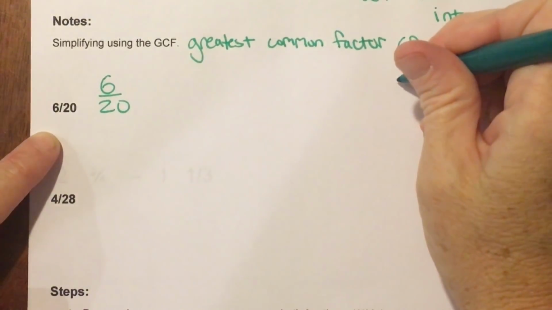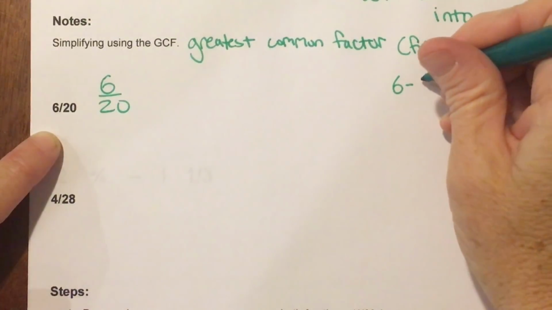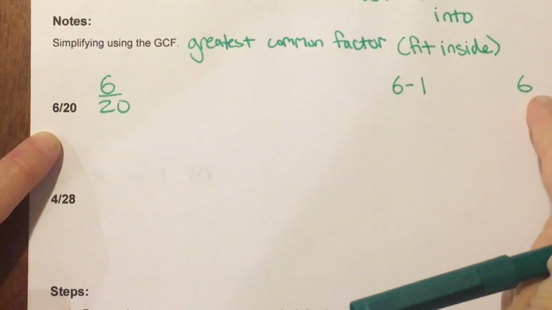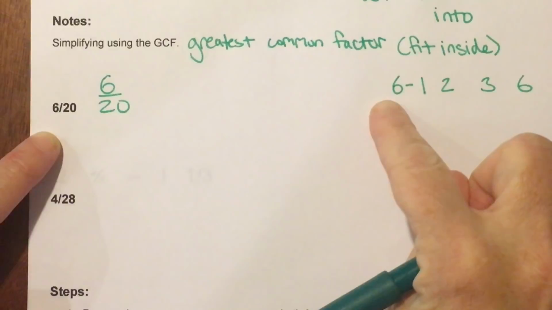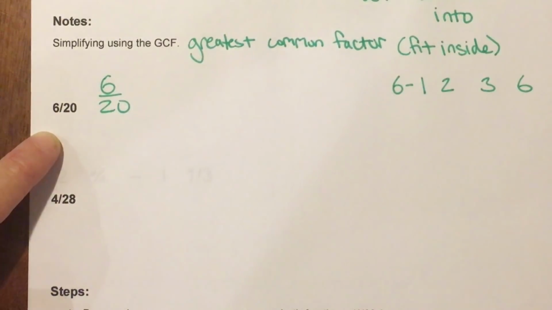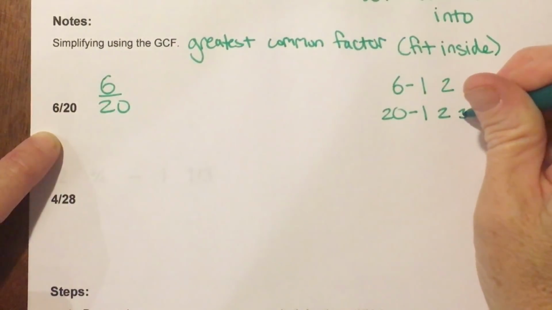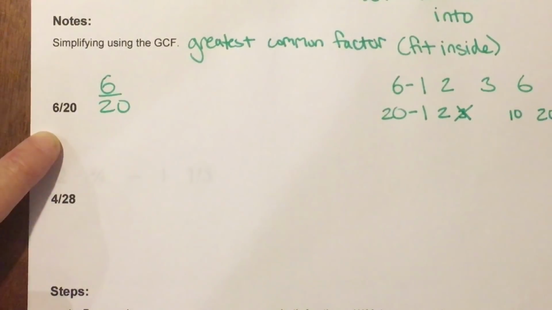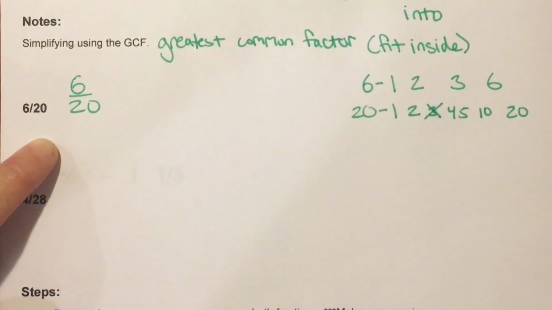is I would list my factors. So my factors of 6 are numbers that multiply together to get 6. 1 and 6. So 1 times 6 gets 6. 2 times 3 gets 6. And I'm going to stop because I would try 3 next. My factors of 20 are 1 times 20. 2 times 10. 3 times nothing. It doesn't work. And 4 times 5. And then I would stop because my next number would be 5.